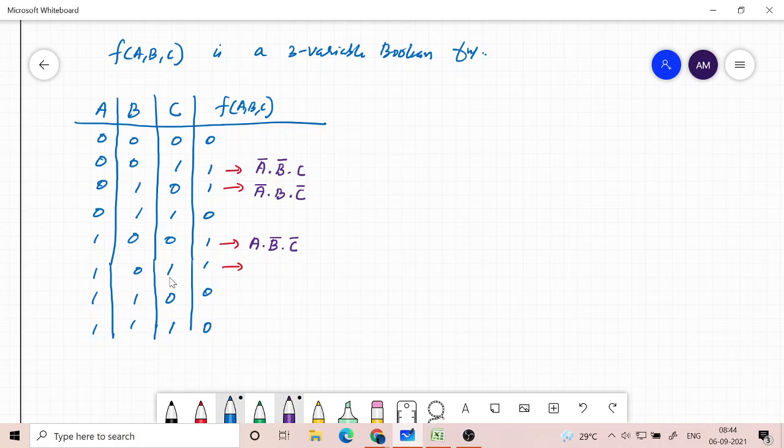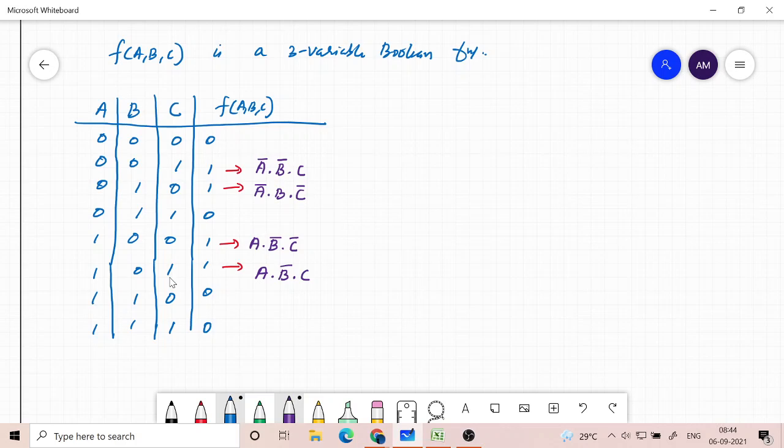That is another way in which one can come. And the final case where one appears is here. So that is A dot B bar dot C, so C equal to 1. So A equal to 1, B equal to 0 and C equal to 1. So that is the fourth case.